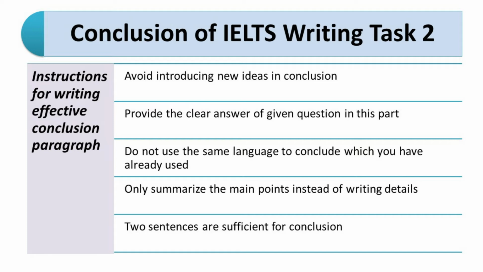Then another point is, don't try to add details to the main points. When you wrote your main points in your main paragraph number 1 and main paragraph number 2, there you also explained your main points, but here you are not going to explain them because you are writing a summary. You are trying to conclude here, so that is why you don't need to add explanation. Just write the main points that you have written in your main paragraph number 1 and main paragraph number 2, but don't add any explanation. And even the main points should be written in different words. And usually 2 sentences are sufficient for a conclusion.